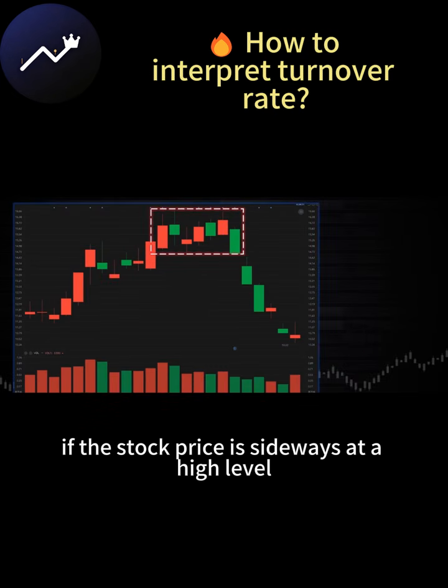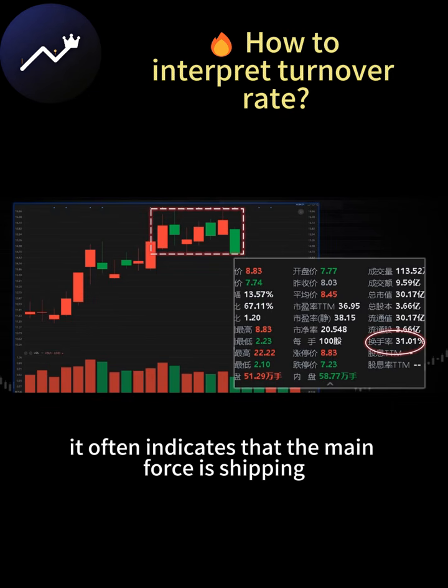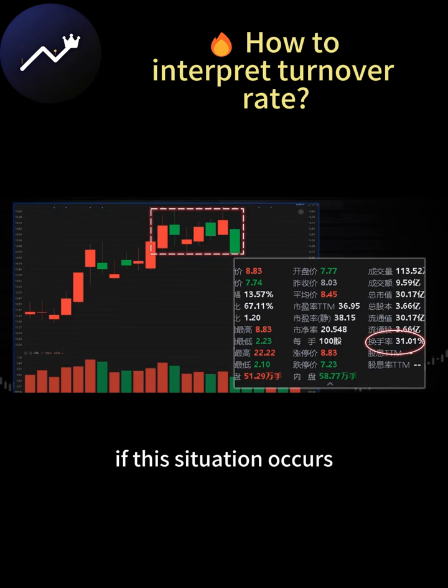If the stock price is sideways at a high level and the turnover rate exceeds 25%, it often indicates that the main force is shipping. If this situation occurs, the stock price is likely to fall sharply or even hit limit down, so we must give up the operation and stop loss in time.